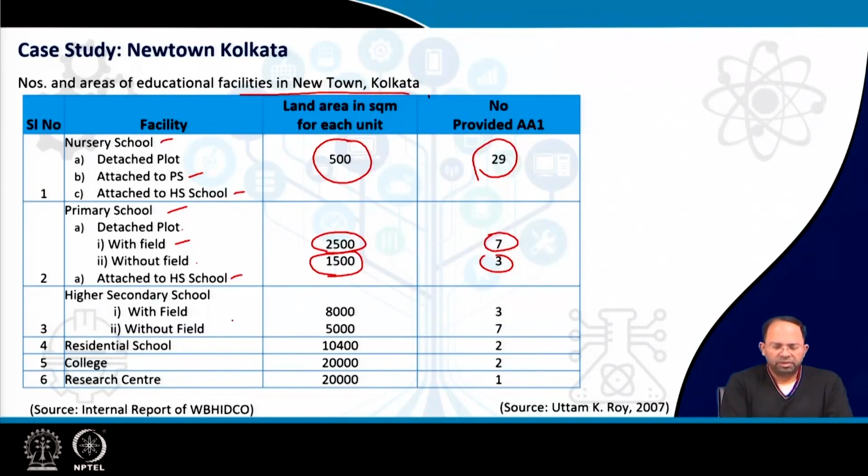Higher secondary schools with field were allotted around 8000 square meters, whereas without field it was 5000 square meters. Again, you can see the numbers as well. Along with that, residential school area was reserved, college area was reserved at 20,000 square meters, and research center area was reserved at 20,000 square meters.